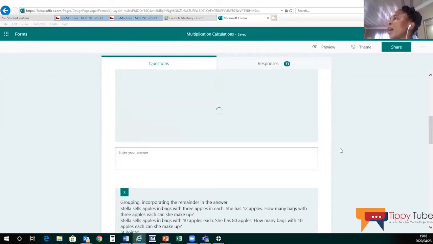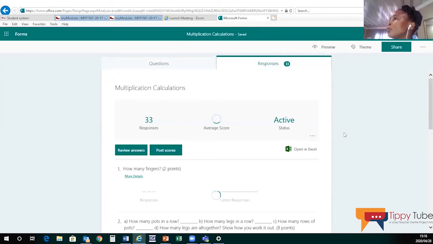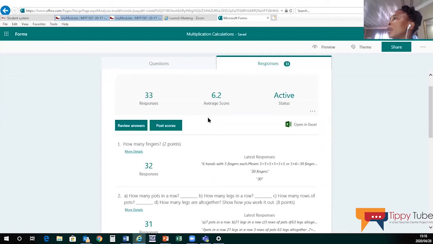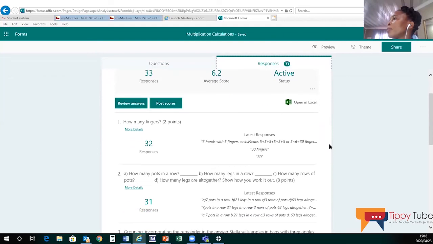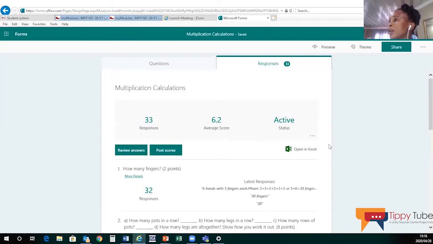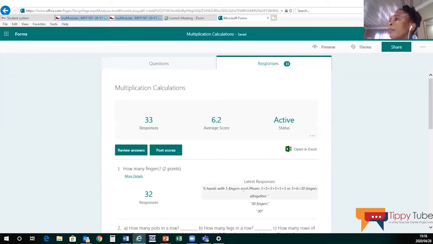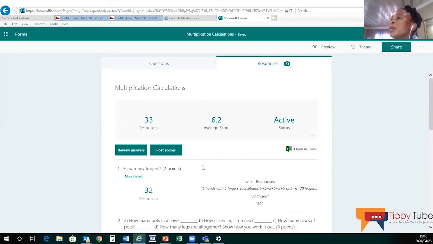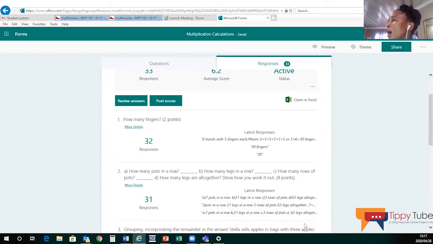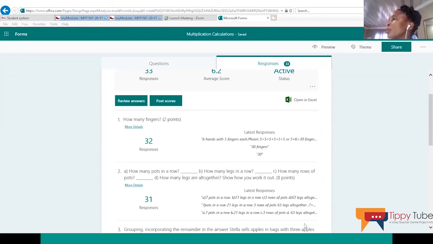But the good part is already I've got 33 of you who have responded. And then the average score is 6.2. And some of the people who responded did very well. So this one, I mark it manually. After completing, sometimes you'll get a message to say you've got 0 points. Don't worry about that. It's because I'm still going to mark. So now I'm switching to the presentation again so that we can consolidate.